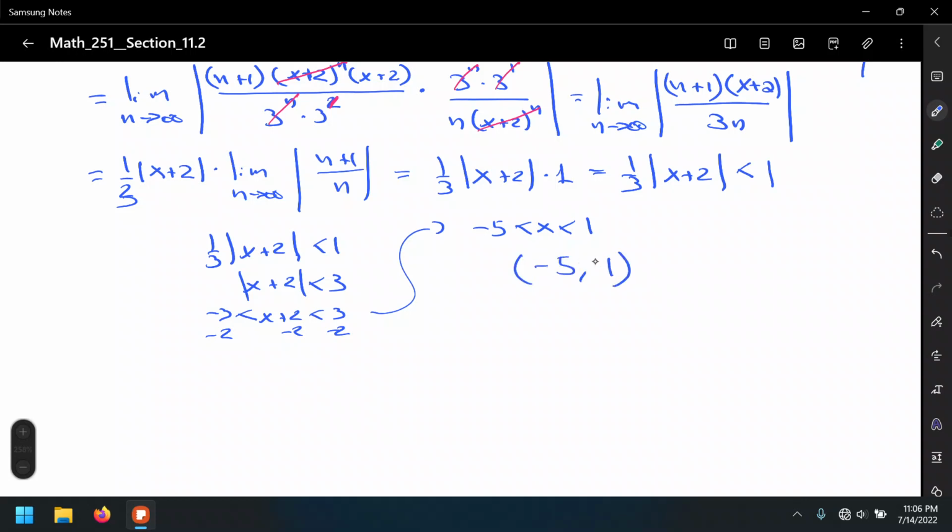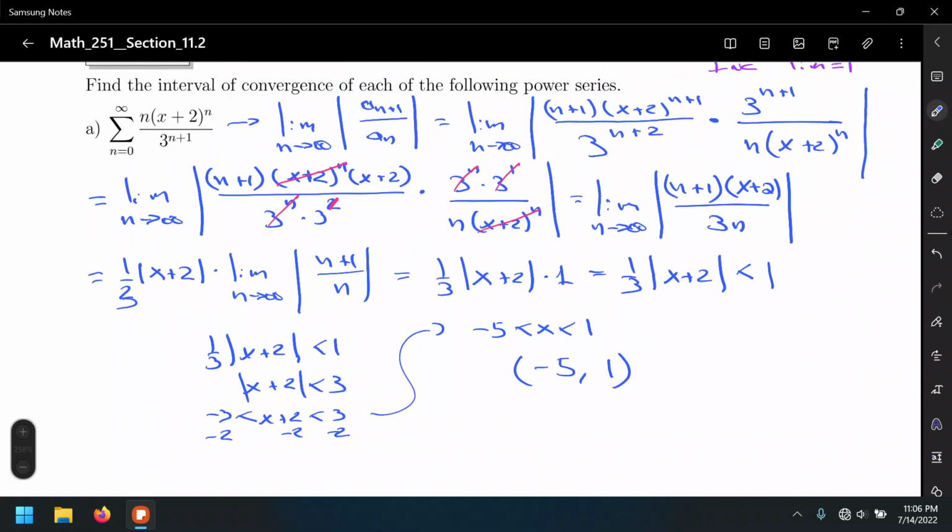All right, so far our interval of convergence is potentially the following: -5 to 1. That means any number between -5 and 1, excluding the endpoints, that you plug in here for x will give you a series that will converge. Otherwise, if you plug in exactly -5 or exactly 1, you may get a divergent series. So that's what we need to test.